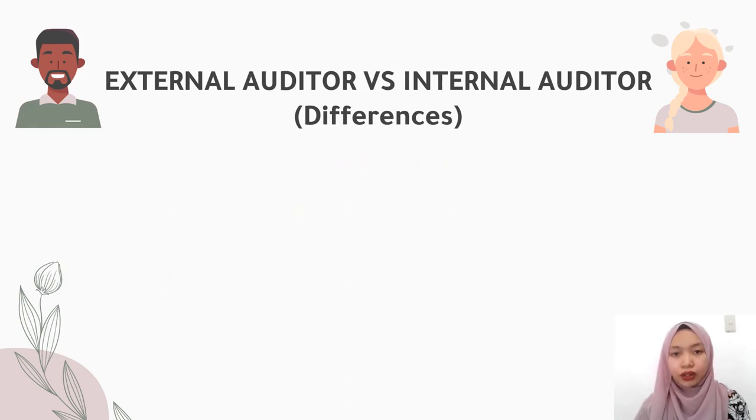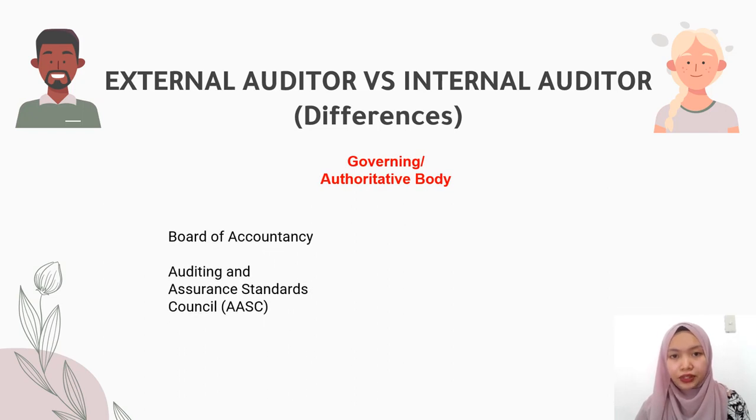Next, for the governing or authoritative body, the one who will issue authoritative standards and guidance. For external, since it pertains to the audit of FS, we have the BOA for that under the Professional Regulatory Commission. Moreover, to assist the BOA in establishing and promulgating auditing standards in the Philippines, we have the AASC, the Auditing and Assurance Standards Council. They establish and issue the Generally Accepted Accounting Standards. Meanwhile, internal audit is governed by an international organization called the Institute of Internal Auditors.